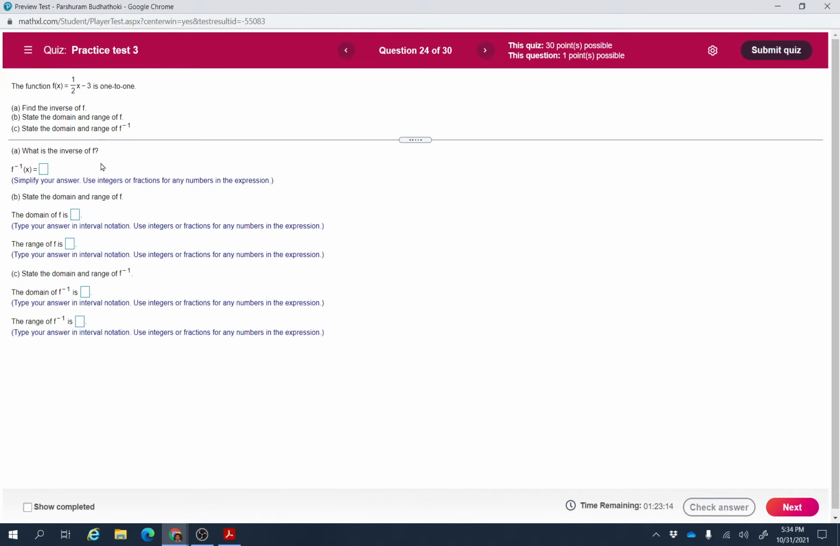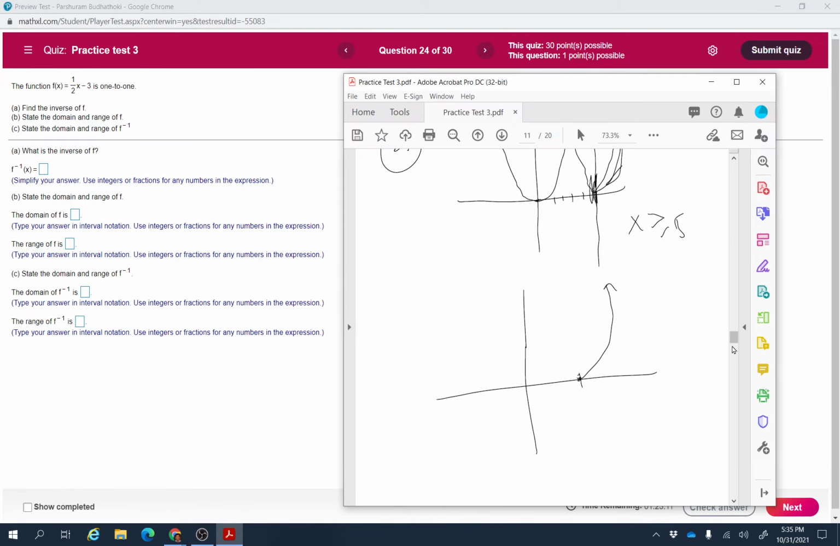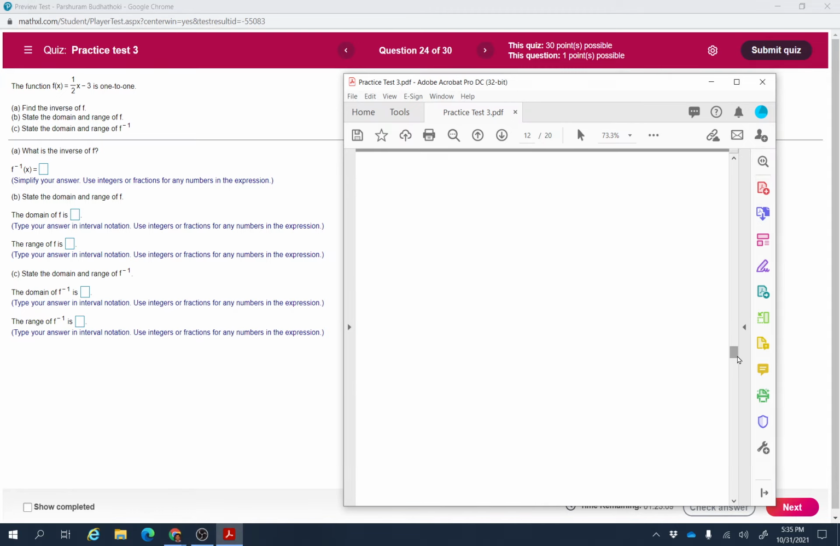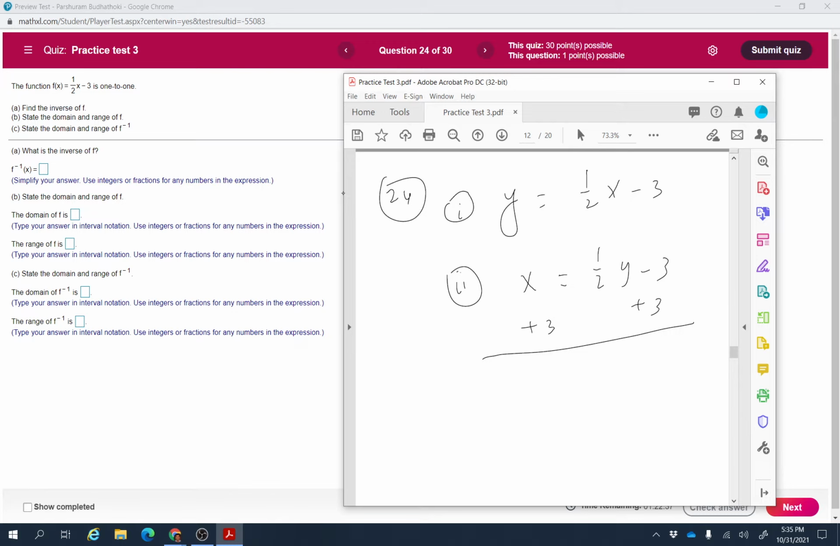Okay, here we need to find the inverse, and to find the inverse function, we can use a step-by-step process. First of all, we need to write that function in terms of x and y. So write f of x as y equals half x minus 3. That's the first step. The second step, we need to exchange x and y. So this y becomes x because we're trying to find the inverse. And then the third step is to solve for y. If you try to solve for y, you keep y on one side and everything else on the other side. So for that, I'm just going to add 3.